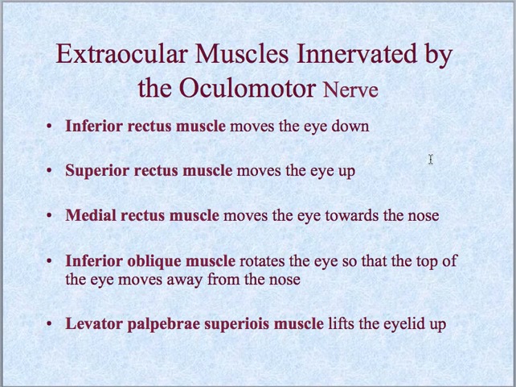I want you to know, are the extraocular muscles innervated by the oculomotor nerve? Okay, and so there's 6 extraocular muscles. The oculomotor nerve innervates 4 of the 6, and the muscles shown here are the inferior rectus muscle, superior rectus muscle, medial rectus muscle, inferior oblique muscle, and levator palpebrae superioris muscle, which lifts the eyelid. So if one was to have, for example, a stroke involving the oculomotor nerve or damage to the oculomotor nerve, one of the things they will see is that the eyelid would droop. Okay.